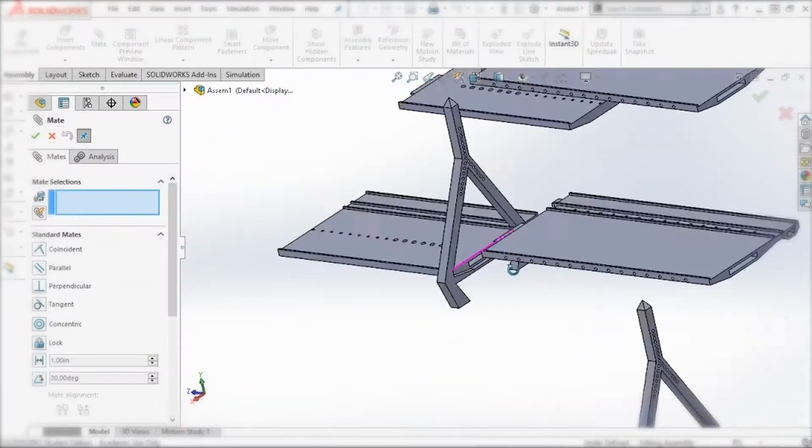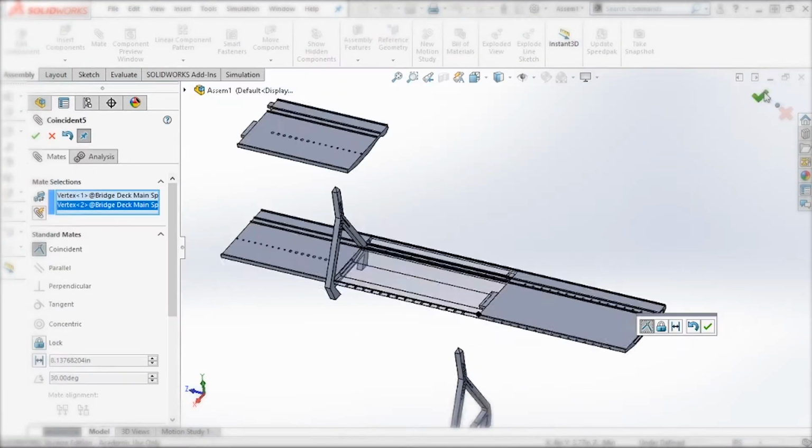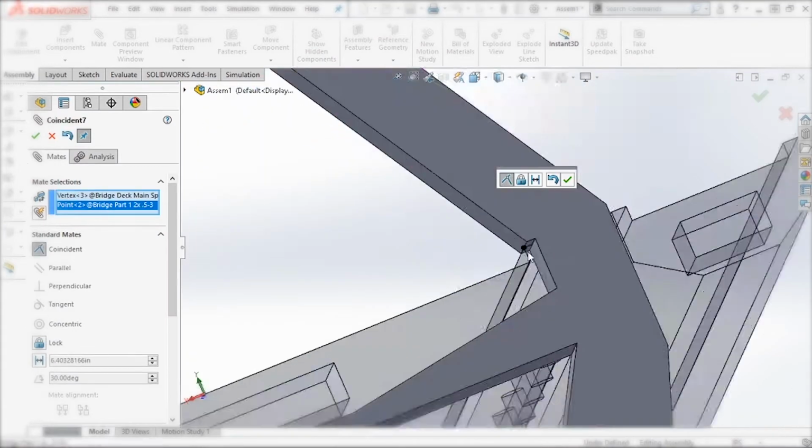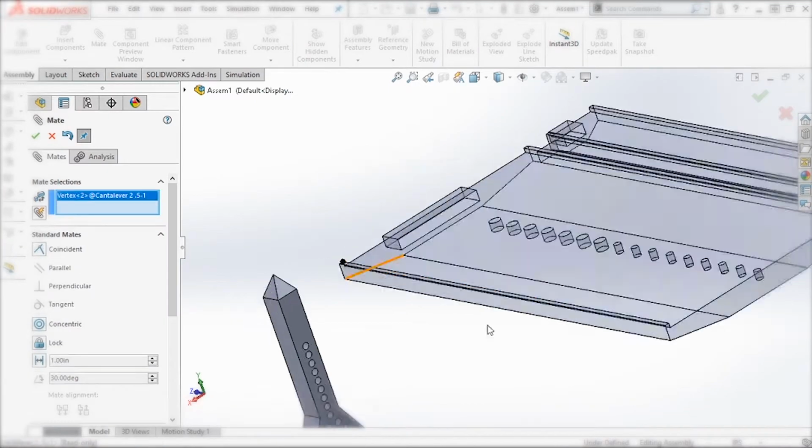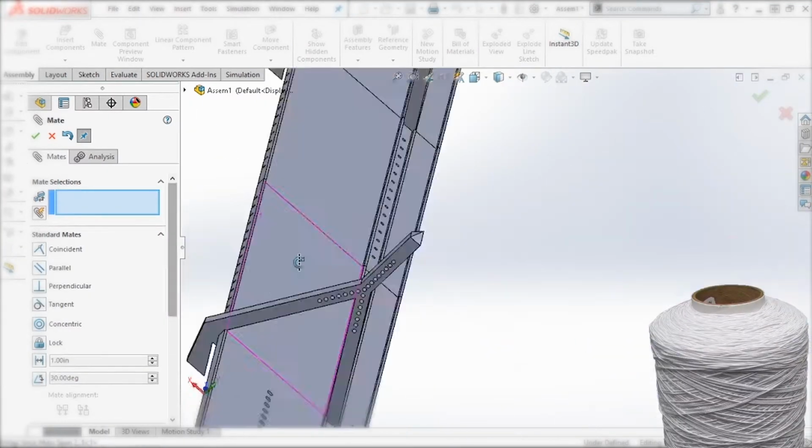Finally, we assembled everything in SOLIDWORKS to make sure they would all fit together properly. We did not model the cables in SOLIDWORKS due to the 3D printer limitations. We instead decided to attach string in place of the cables.